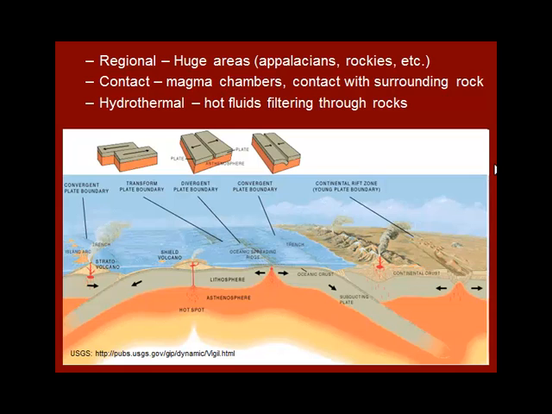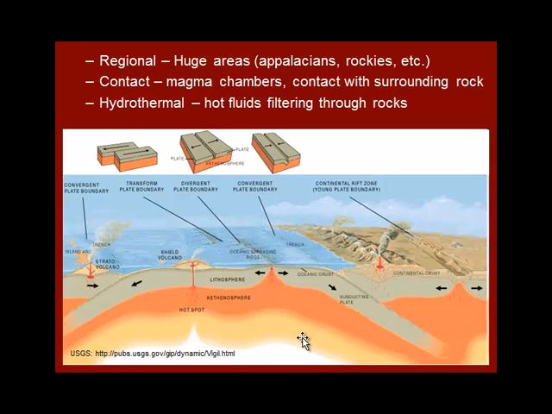Hydrothermal alteration is where we have hot fluids that filter through rocks. Most commonly this happens at divergent plate boundaries. This can also happen anywhere you have groundwater interacting with hot rocks, like hot magma below the surface. So an example would be around Yellowstone. You've got groundwater that filters down, comes in contact with that hot rock, and then filters back up. So you can have hydrothermal alteration.